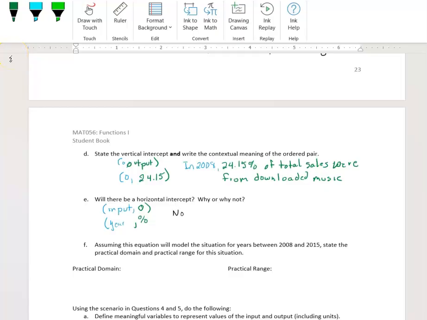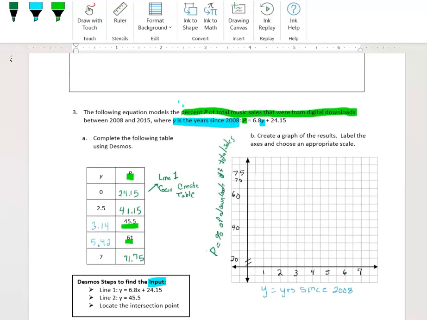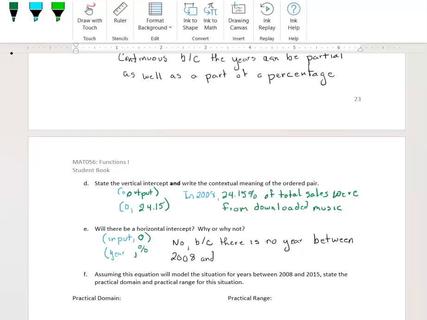So no, because there is no year between 2008 and what was our ending year over here? 2015, when the percentage was 0. Okay, so we wouldn't have a horizontal intercept.